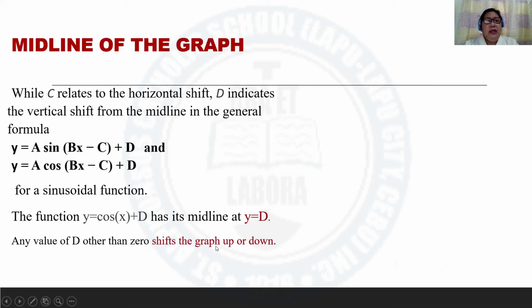Next, let us have the midline of the graph. While c relates to the horizontal shift, d indicates the vertical shift from the midline in the general formula y is equal to a sine quantity bx minus c plus d, and y is equal to a cosine quantity bx minus c plus d for a sinusoidal function. The function y is equal to cosine x plus d has its midline at y equals d. Any value of d other than 0 shifts the graph up or down.